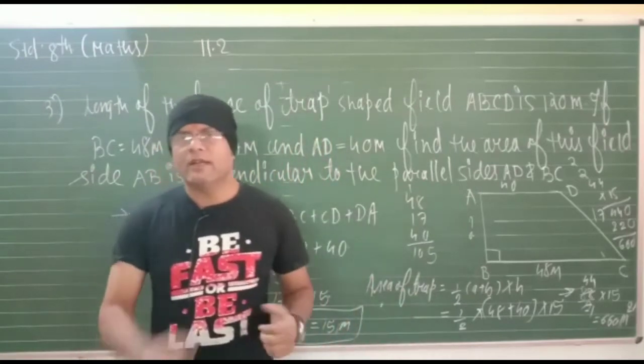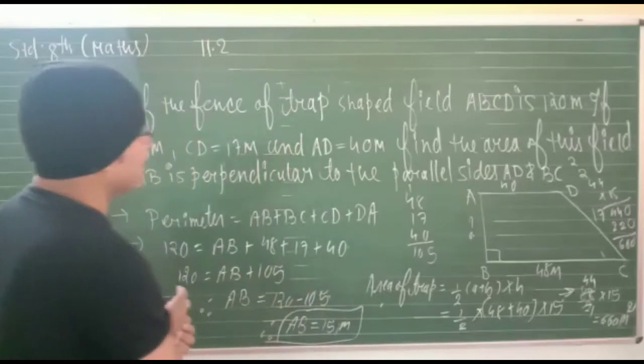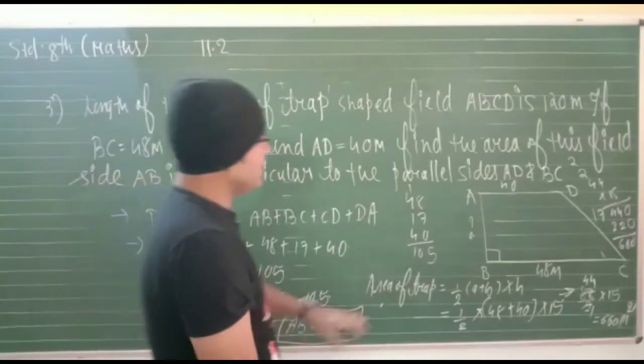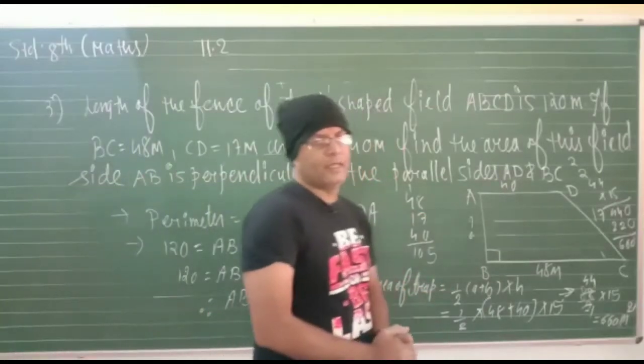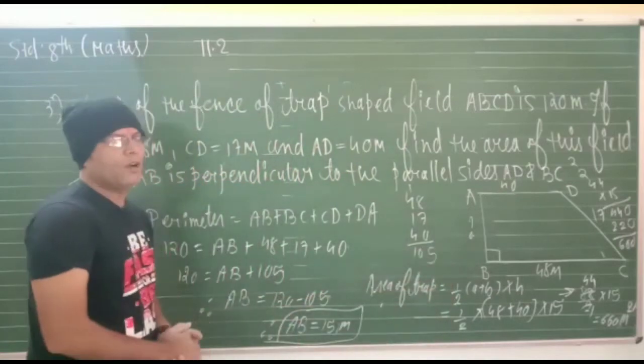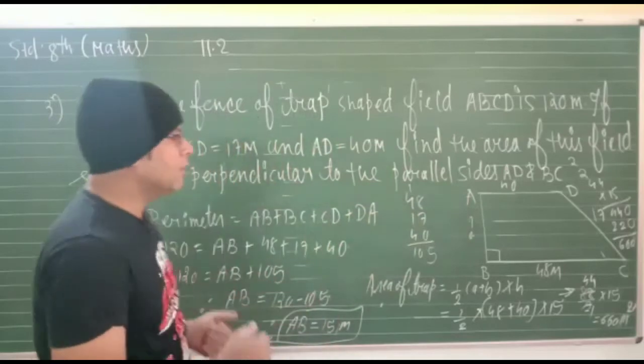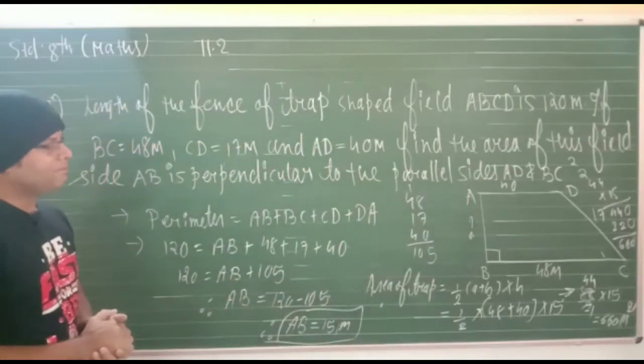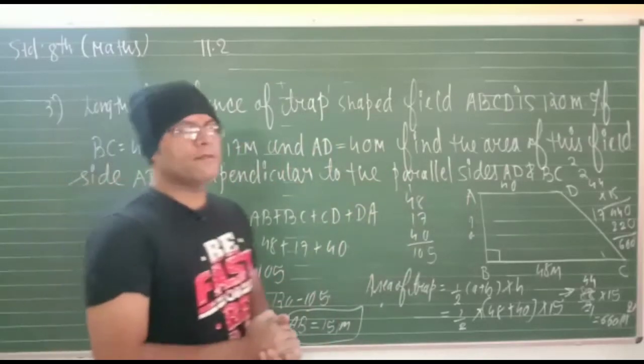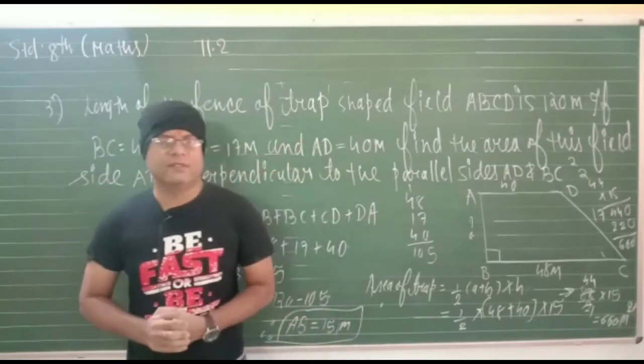So first of all, you look at the question. Perimeter is already given, height is not given. If you think about this quadrilateral, one side is missing, so we have to make the sum of all the four sides, and we are getting our AB, and then we went for the area, right? So this is the way you can solve the sum. Just take a look.